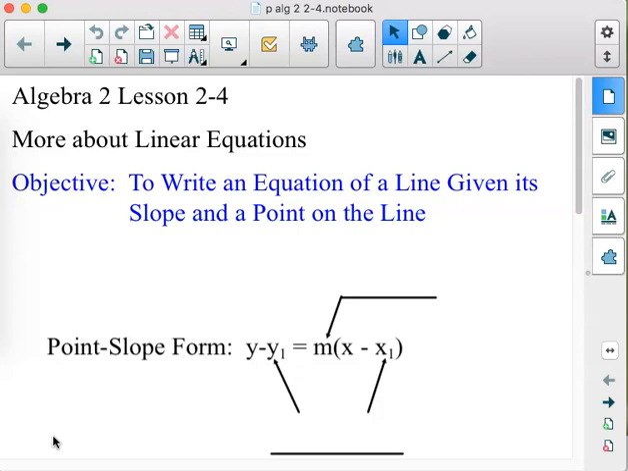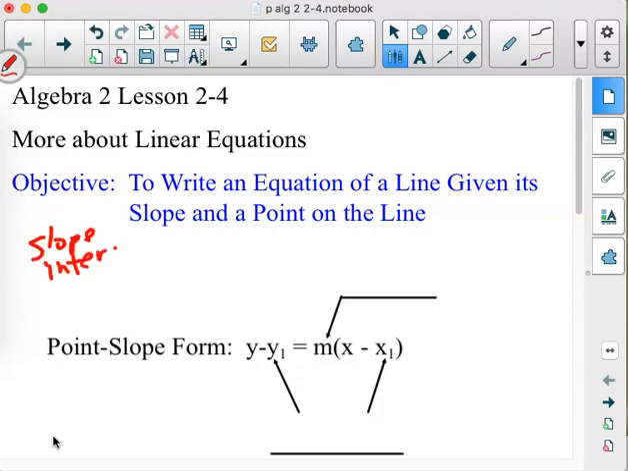So more about linear equations. Here's our big deal. We want to write an equation of a line given its slope and a point on the line. Now, notice it doesn't say given its slope and given its intercept. In 2.3, that's what we studied. But that's not really reality. In real life, they don't always hand you the slope and the y-intercept. Most of the time in real life, we get a couple of points, and we have to figure out all the good stuff. And so that's what we're starting today, the more realistic way that this will happen.